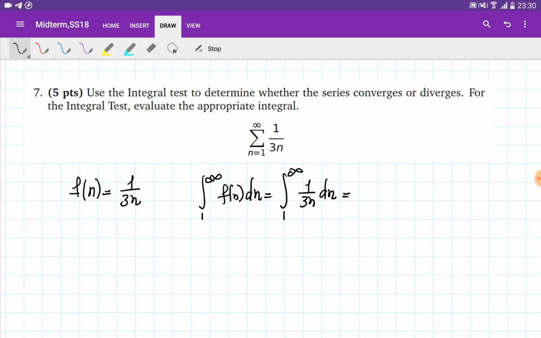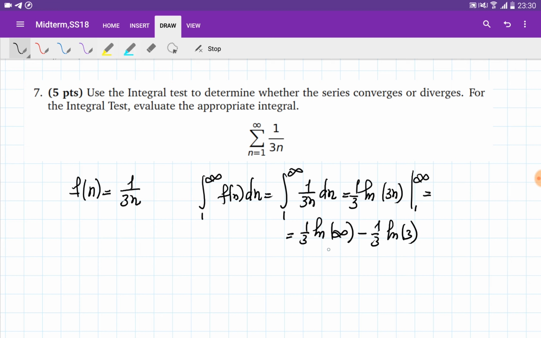If you integrate this with respect to n, it's going to be ln of 3n, right? Multiplied by 1 over 3. And we need to put the limits 1 and infinity. If I put the infinity, it's going to be ln of infinity. Minus, if I put the 1, it's going to be 1 over 3 ln of 3. And actually, ln of infinity is infinity because ln is a monotonically increasing function. So this is infinity. It means that this integration is divergent, so that is why this series is also divergent.